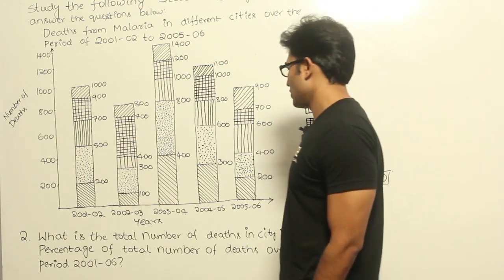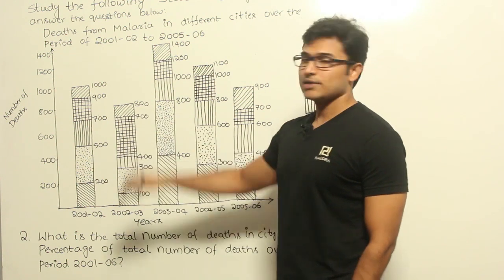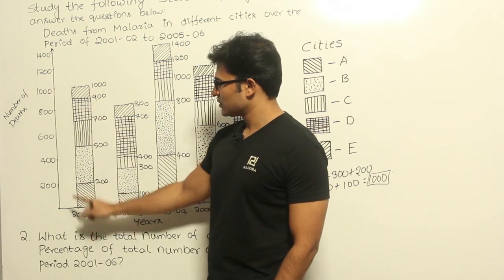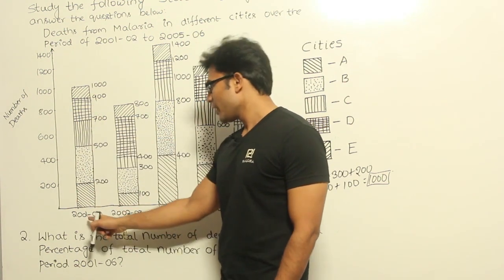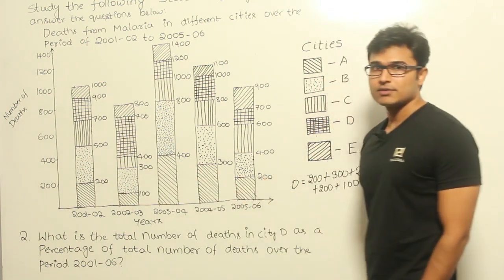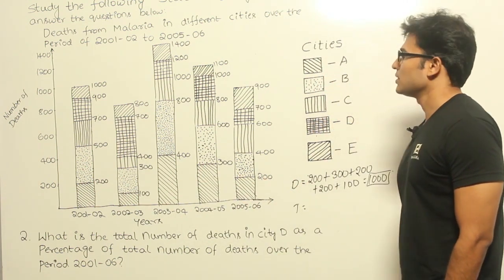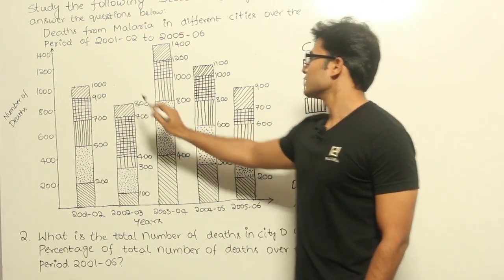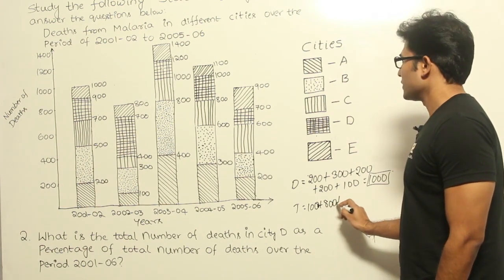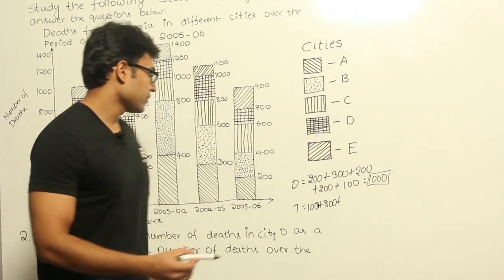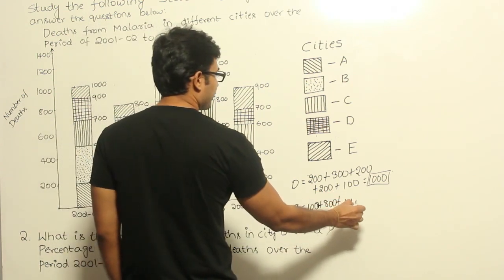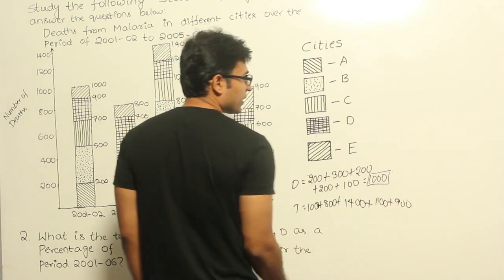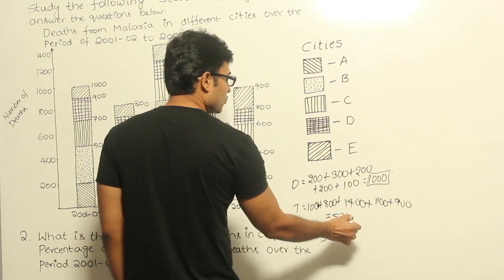Now we have to find out the total number of deaths overall. The total number of deaths means, see here, if you take from here to here, this is the total number of deaths in this period 2001 to 2. Now we have to find out the total number of deaths over all the periods, right? So the total is equal to 1000 plus 800 plus 1400 plus 1100 plus 900. Now this is going to be 5200, right?